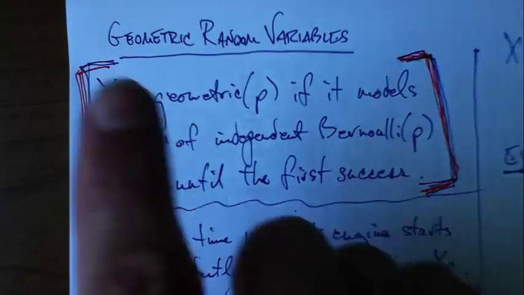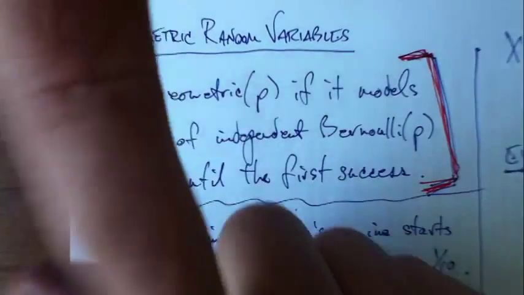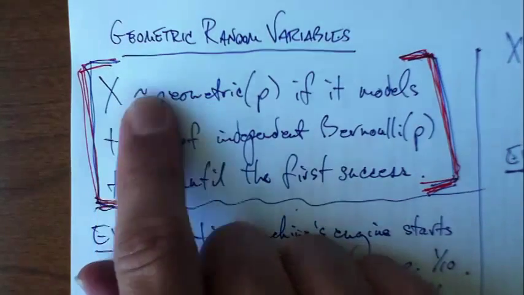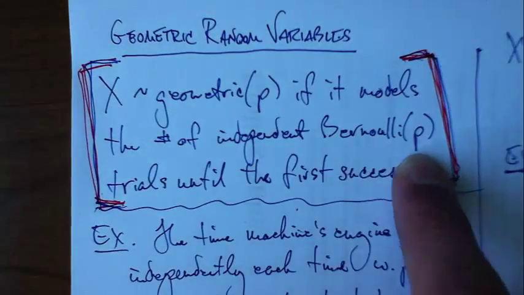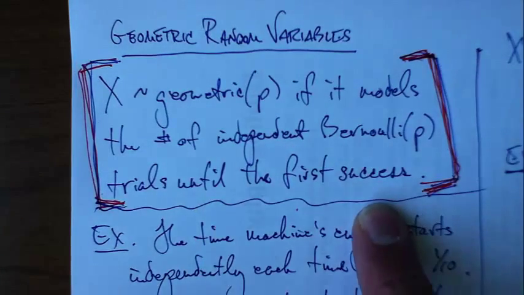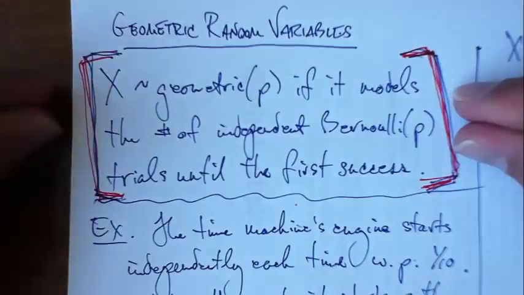Geometric random variables are very important. Random variables of the geometric type. X is distributed geometric P if it models the number of independent Bernoulli P trials until the first success. This is what you need to know about geometrics right here.